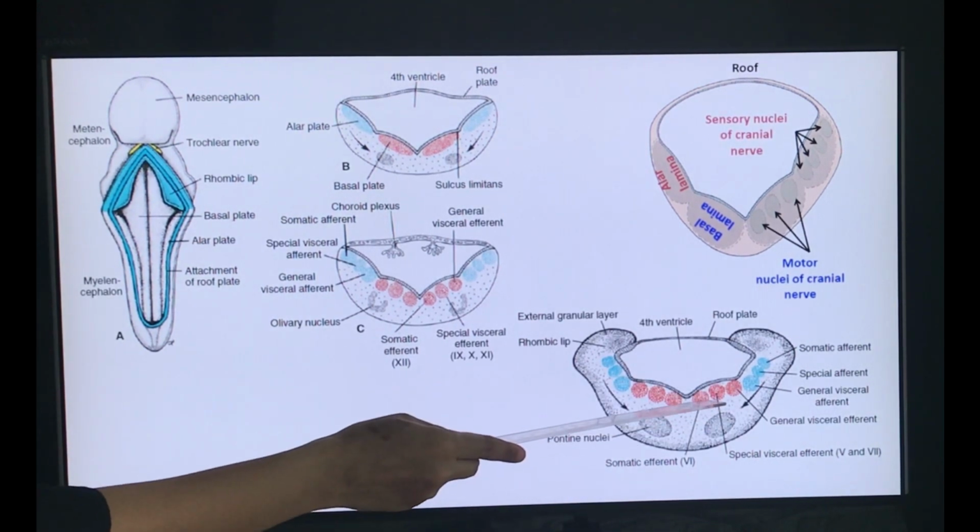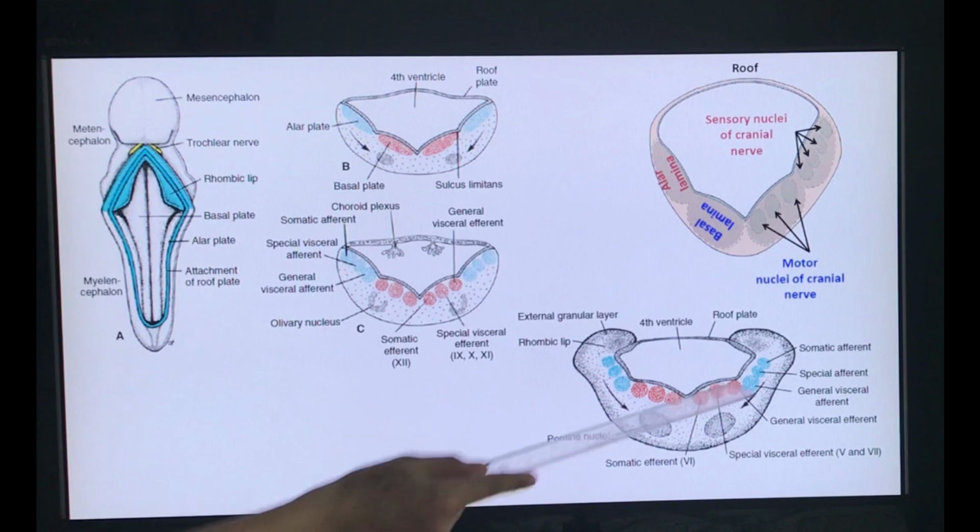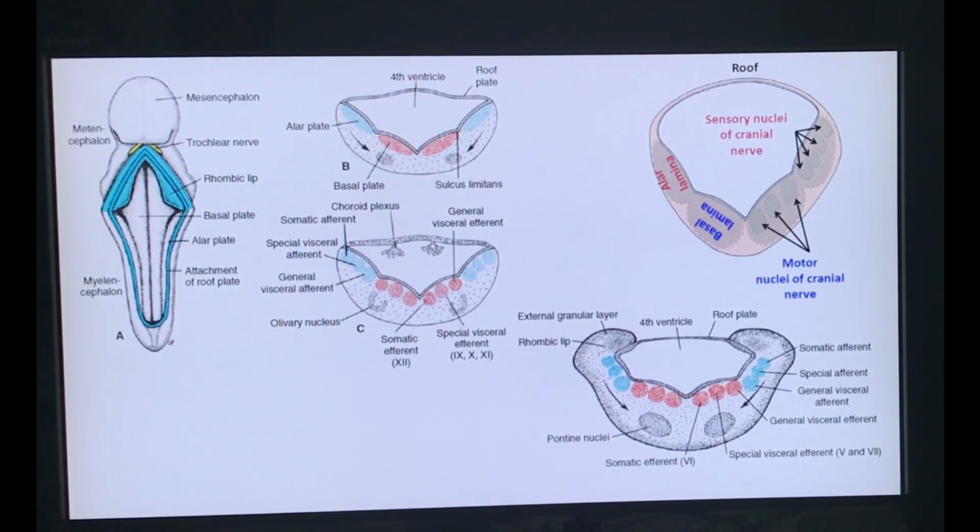You can see somatic efferent, that is the 6th abducens nerve. Then special visceral efferent, that is the mandibular division of trigeminal nerve and facial nerve, which supplies the pharyngeal arches. Then general visceral efferent, because some of the fibers might extend, it has to come from the higher center. So some might be present.